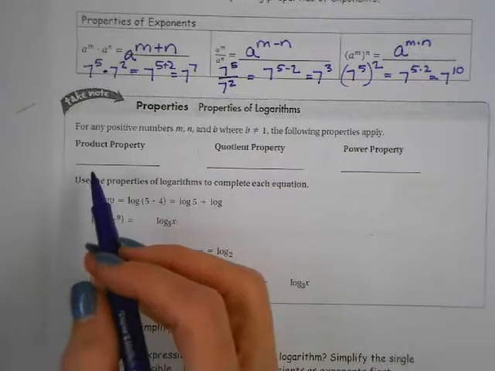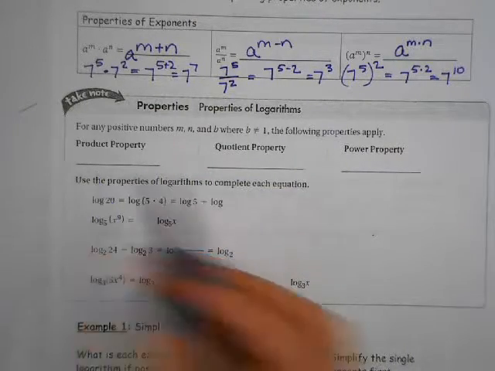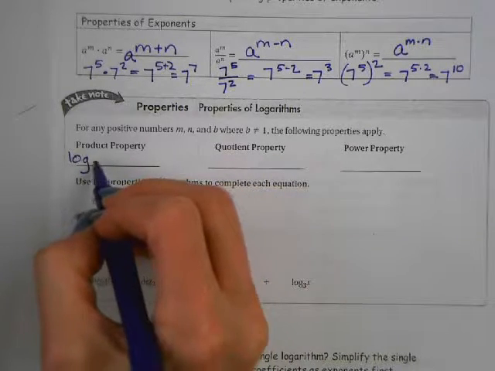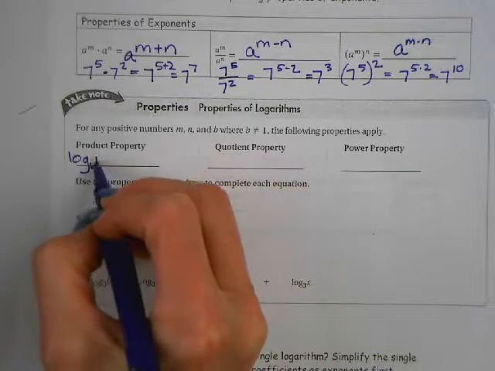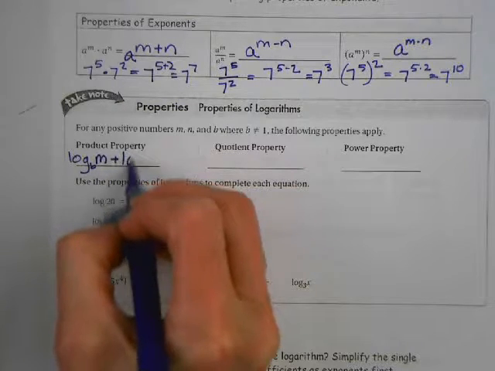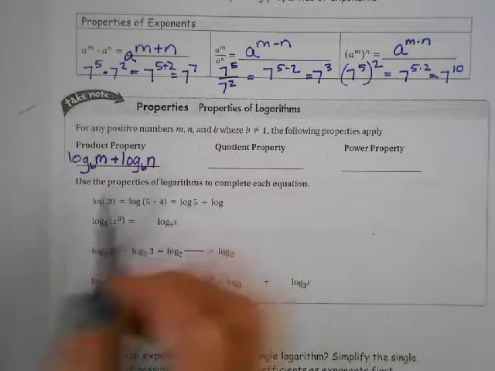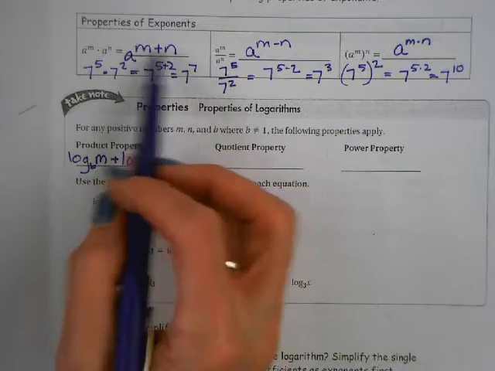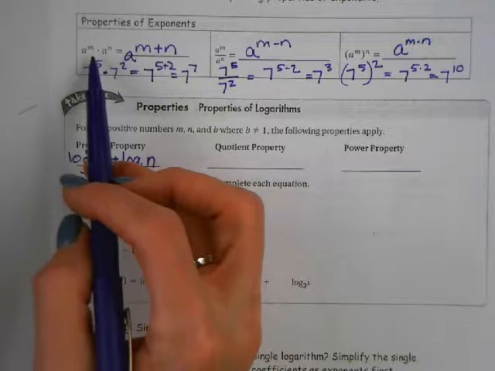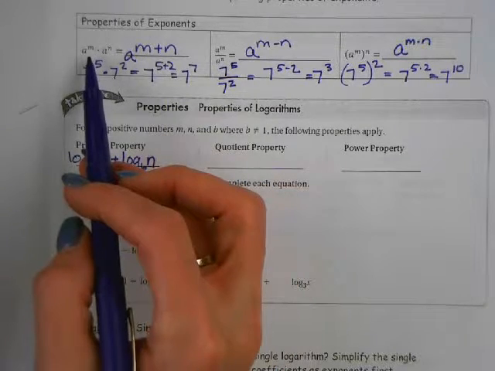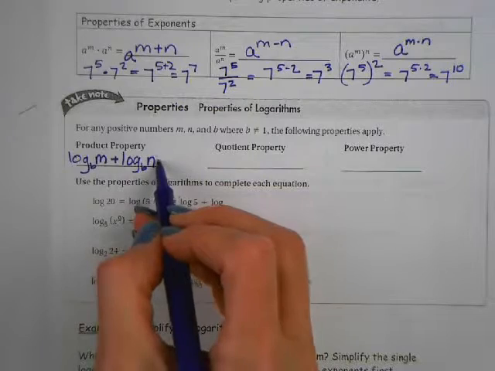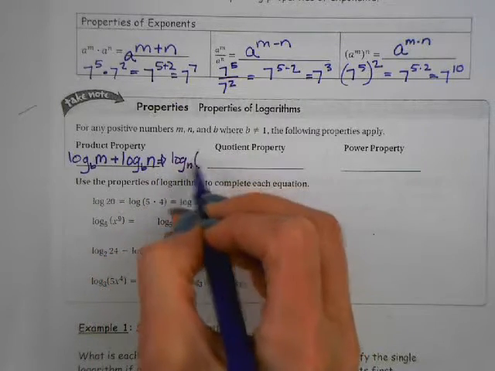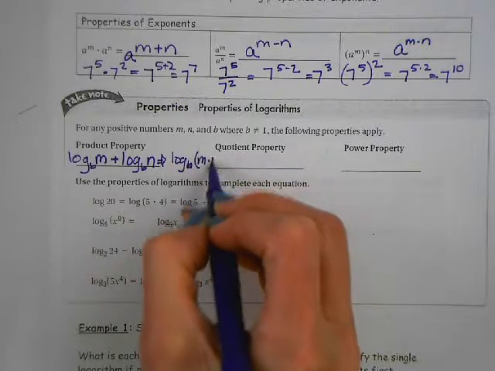So the product property is, let's say I have log base b of m, and I'm adding log base b of n. If I have 2 logs being added together, in the exponent situation, what was happening? They were being multiplied, weren't they? So I can actually rewrite this as log base b of m times n.